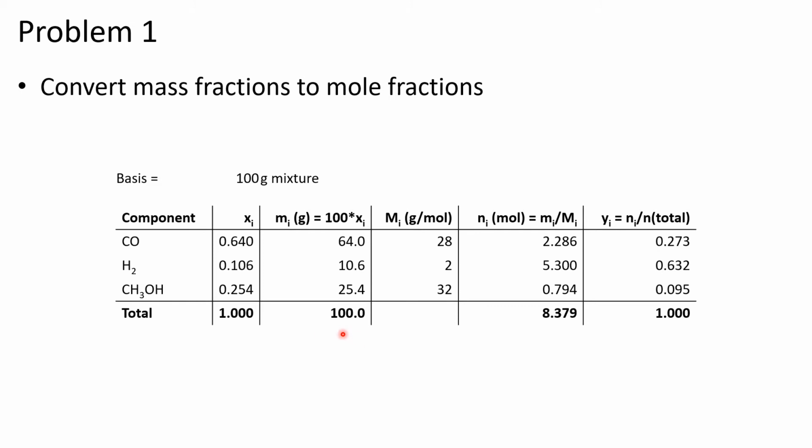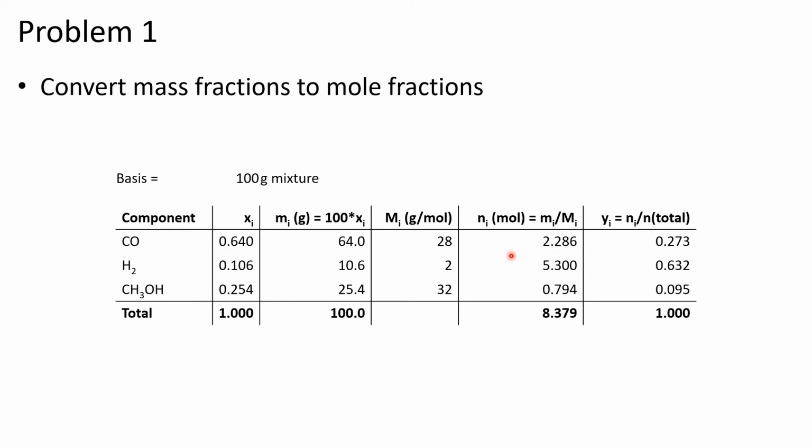The sum, of course, has to be 100, because we assumed we had 100 grams to begin with of the mixture. Next in this column, we identify and list the molecular weight for each of the species. For CO, the molecular weight is 28. For hydrogen, it's 2. For methanol, it's 32. From the molecular weight and the definition of molecular weight, we can calculate the number of moles of each of these species by taking the mass in this 100 grams of mixture, which we calculated in this column here, and dividing by the molecular weight.